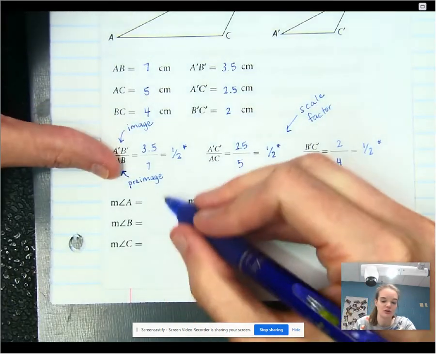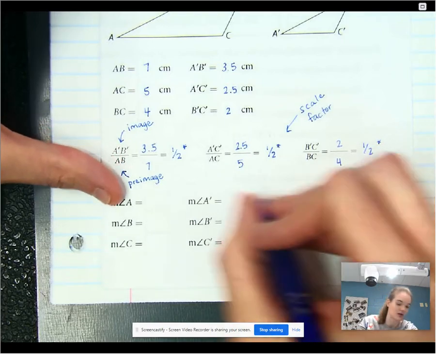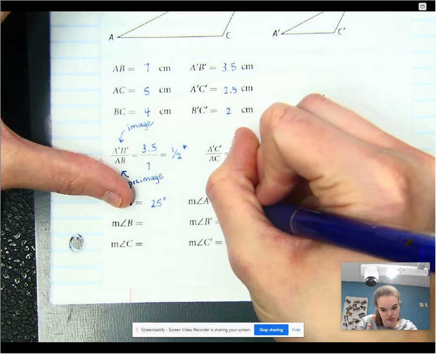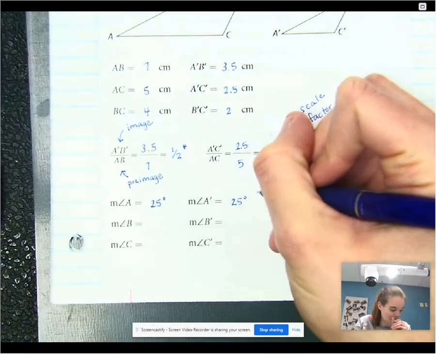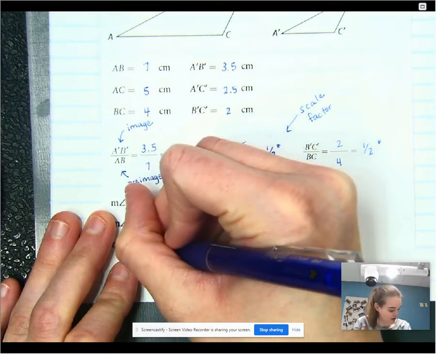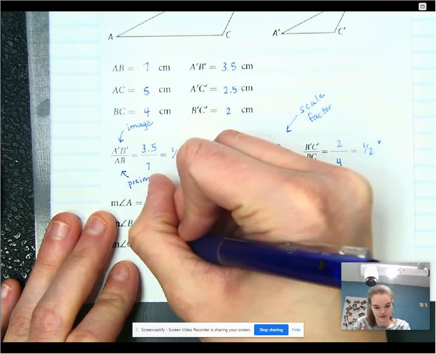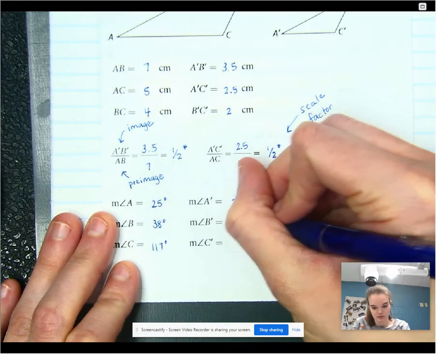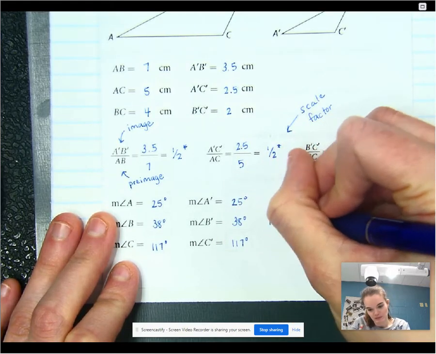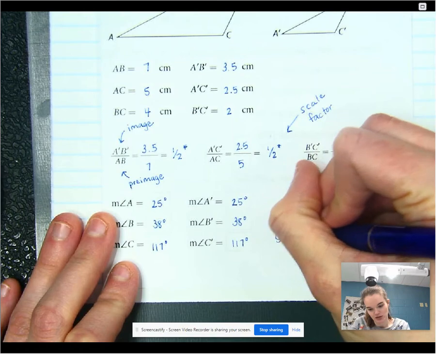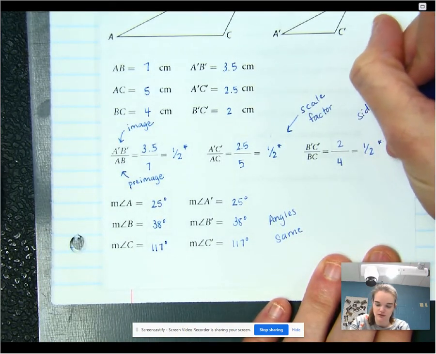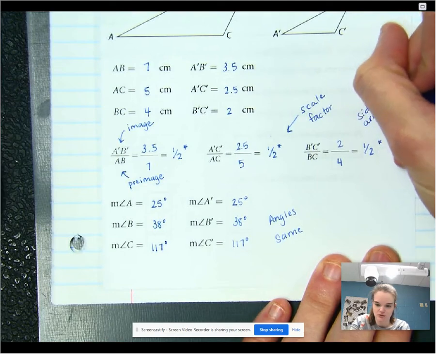All right, and I'm going to just go ahead and tell you what the measurements are. I'm not going to get a protractor out, but you should pause the video and measure the angles. Get as close as you can. As long as yours adds up to 180, you should be okay. But the point is, the angles are the same. In a dilation, the angles are the same, and the sides are proportional.